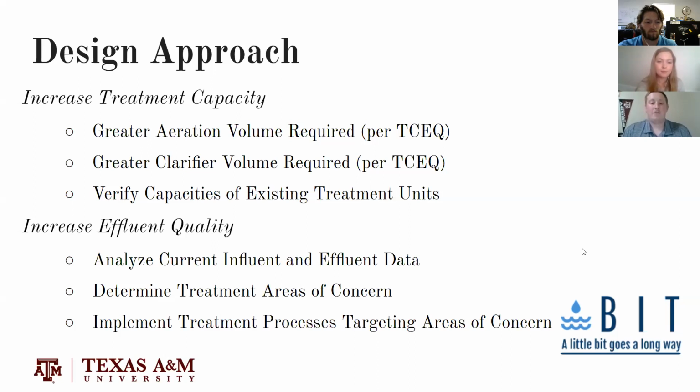To increase the effluent quality, we analyzed the current influent and effluent data that was given to us by Plumber. This data consists of all of the influent characteristics and the effluent characteristics from the plant from the years 2016 to 2019. After analyzing this influent and effluent data, we were able to determine treatment areas of concern at the plant. This happened to be ammonia or nitrogen, phosphorus, and dissolved oxygen. Having identified the areas of concern, we were able to design treatment solutions geared towards targeting these nuisances.